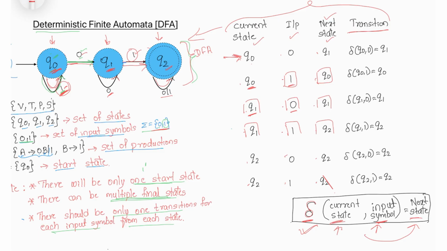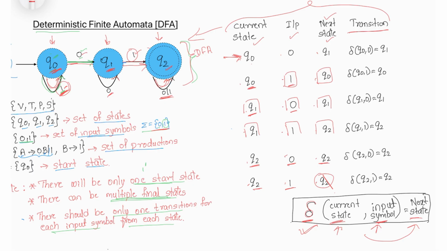Then we'll come to the final state, that is Q2. From this Q2 state, there is a self loop for both 0 and 1. So the machine will stay in Q2 only after accepting 0 or 1. Hence from the state Q2, for 0 as the input symbol, it remains in the Q2 state only. In the same manner, from the state Q2, for input symbol 1, it again remains in the Q2 state only.